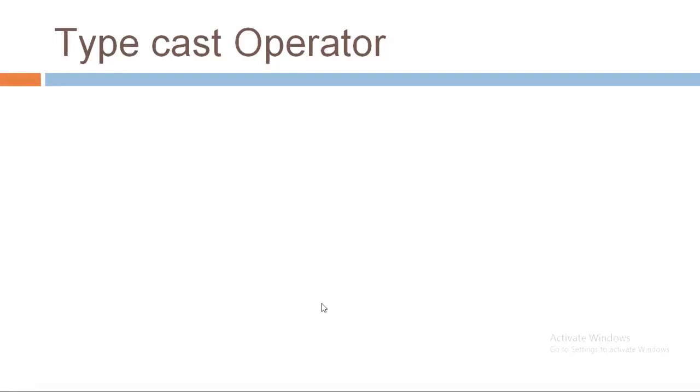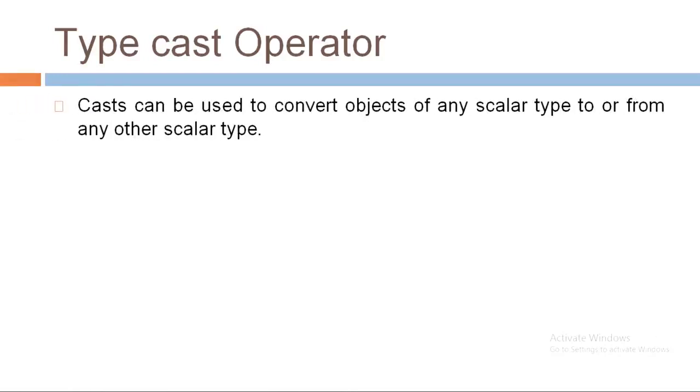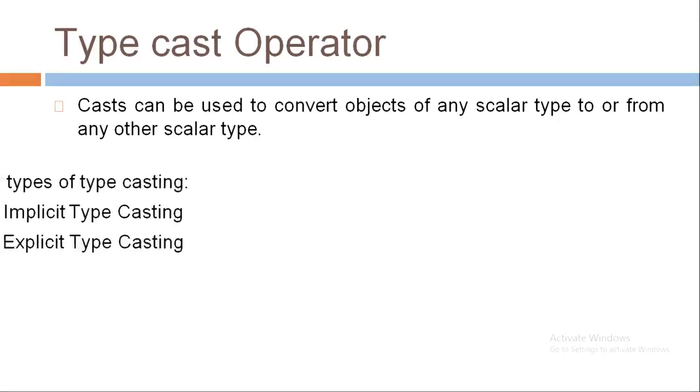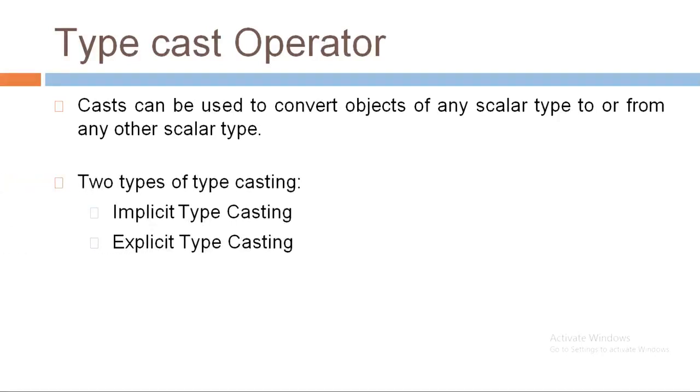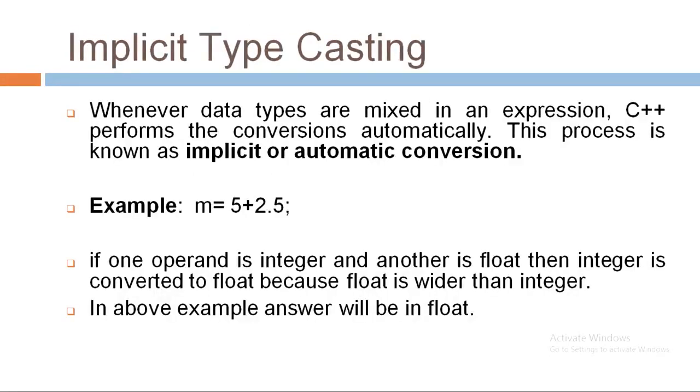Okay friends, our next special operator is the typecasting operator. So what is typecasting? Casting can be done to convert an object of any scalar type to or from any other scalar type. It can be done in two ways, implicit typecasting and explicit typecasting. Let's see the first one, implicit typecasting.